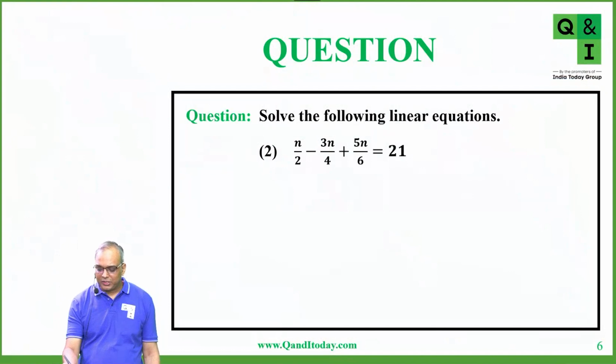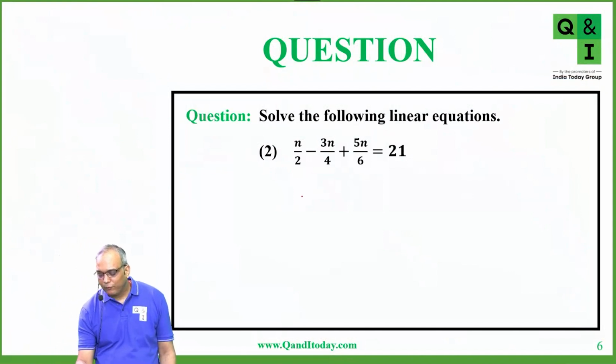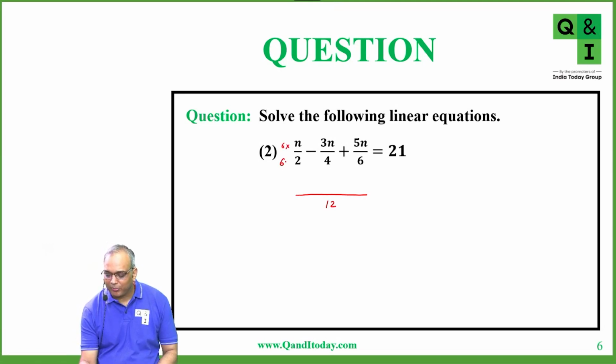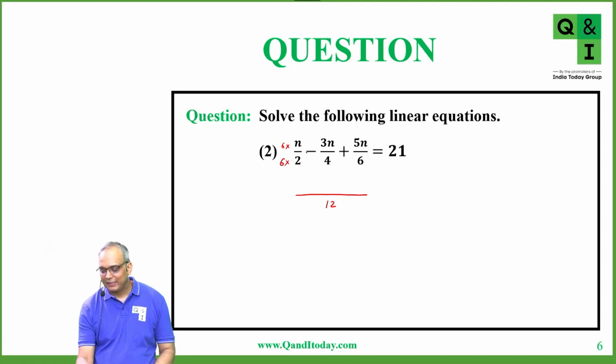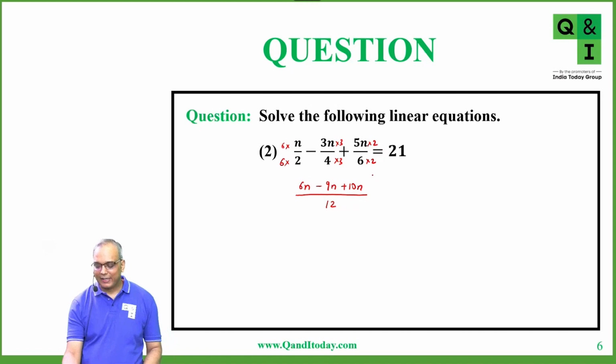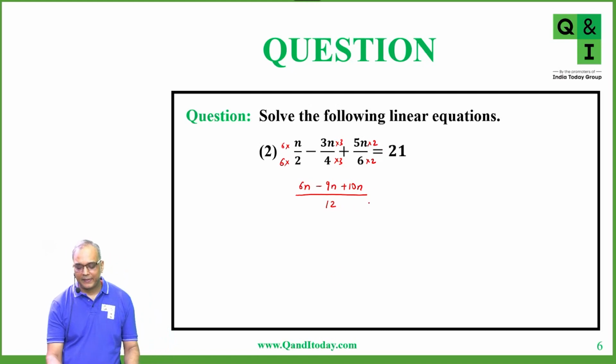Let us do it, students. LCM of 2, 4, and 6 is 12. Very good. So now we'll multiply both numerator and denominator by 6, right? So we will get 6n by 12 here. In this case, we will multiply both numerator and denominator by 3. We will have 9n. And again here, we will multiply it by 2. We will have 10n. Right? Till this point, is it clear? Yes, sir.